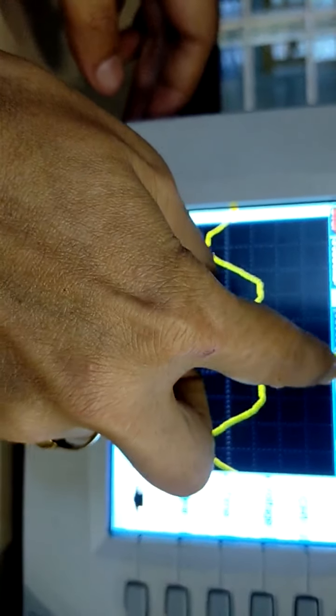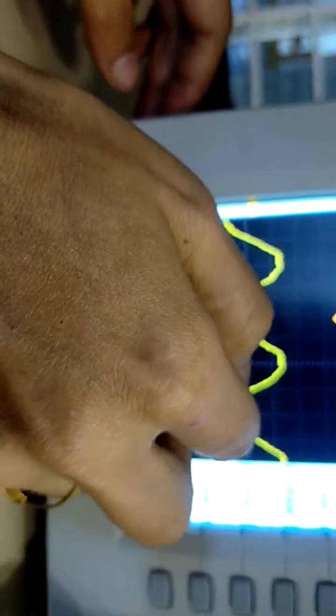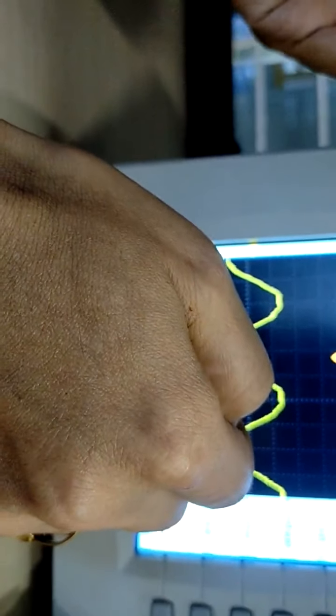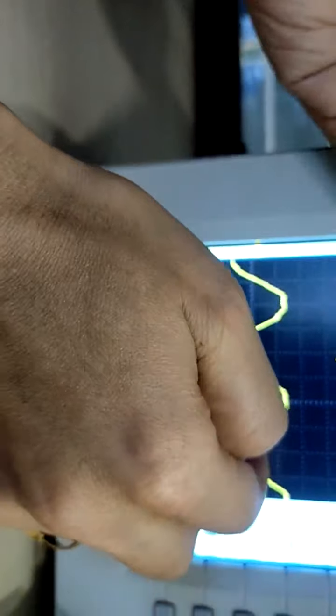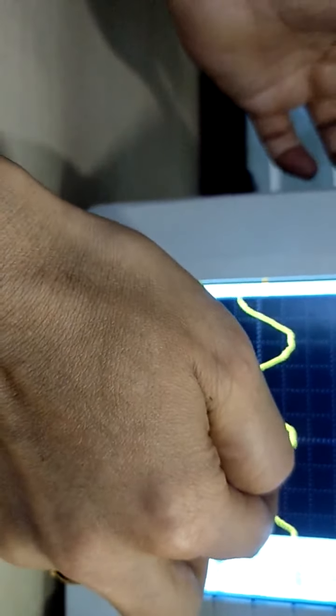So the waveform is to be adjusted in such a way that one half should be on the positive side of the reference level, that is called the positive half cycle, and the other half should be on the lower side, or negative side, of the reference level, that is called the negative half cycle.